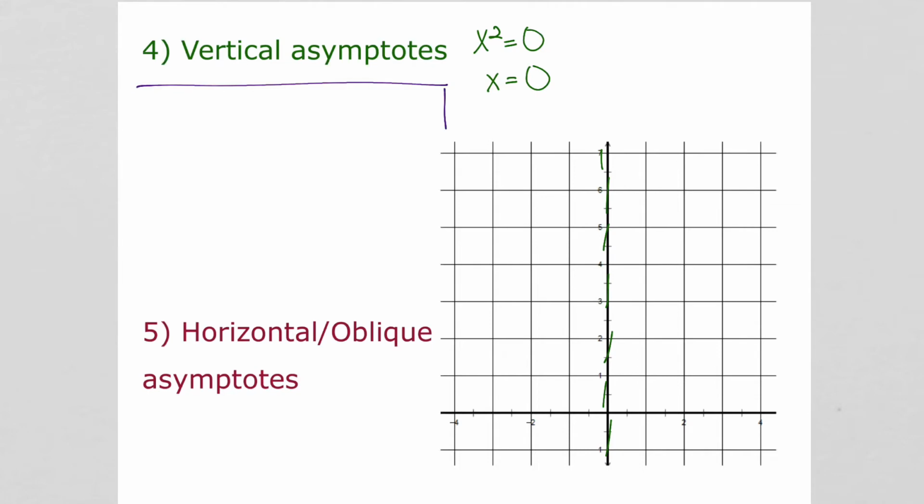The degree of the top is 4 and the degree of the bottom is 2. So that means the degree of the top is greater than the degree of the bottom. What does this tell us? That there is no horizontal asymptote.